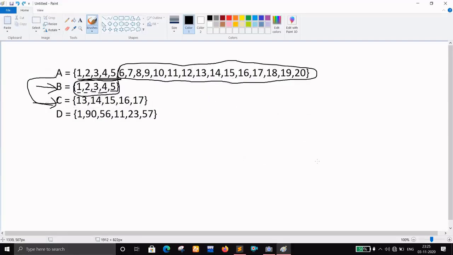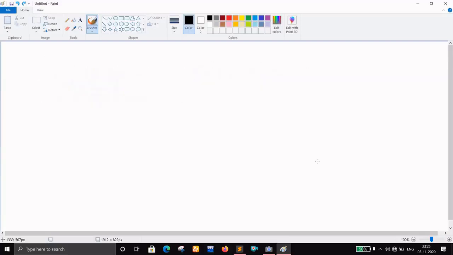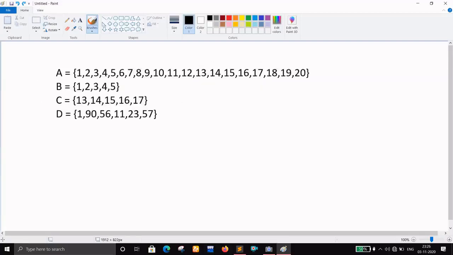So this was the concept. I hope it is clear. So superset is very simple. I hope you got it. If the first set is the subset of the second set, then the second set is the superset of the first set. So that is the concept here.